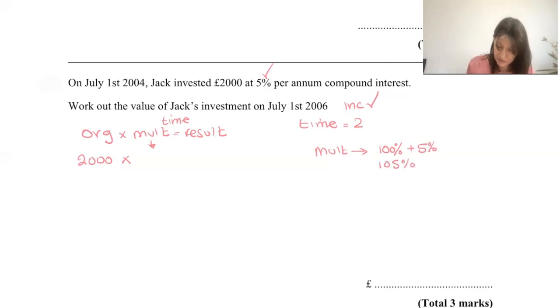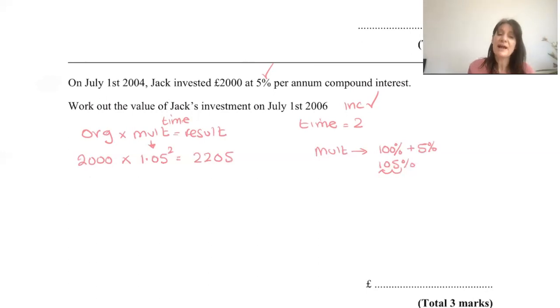I don't work in percentages. Percent means out of 100. So I'm going to divide through by 100, and that is going to give me 1.05. Divide through by 100, move in 2 places. Okay, just to make that clear. Period of time is 2. So that goes over my multiplier. You pop that into your calculator and you get 2205.